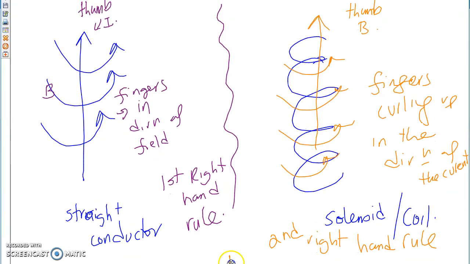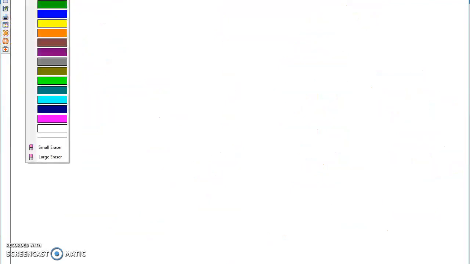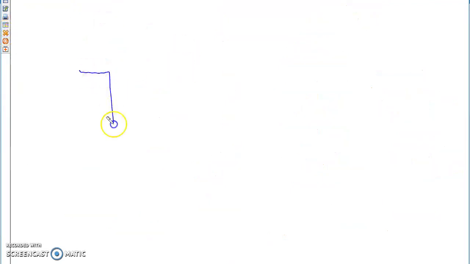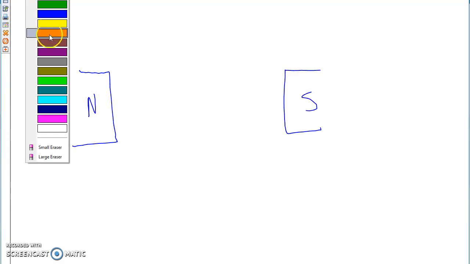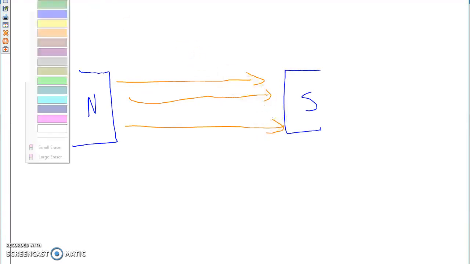Now, of course, I'll have to erase some of this stuff to show the third right-hand rule. Now, the third right-hand rule says if I have an outside magnetic field, where I have a magnet like so, and my field lines, of course, going from the north to the south. That's an outside magnetic field.